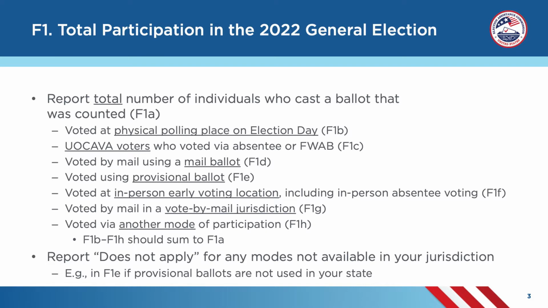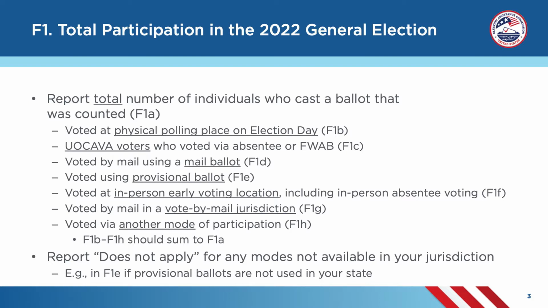F1G is for individuals who cast a mail ballot in an all-vote-by-mail jurisdiction. These are jurisdictions or states that send mail ballots to all registered voters, or to all active registered voters, without the voter having to request the ballot. If your jurisdiction is not an all-vote-by-mail jurisdiction, you should report your data on mail voting in F1D instead of F1G.